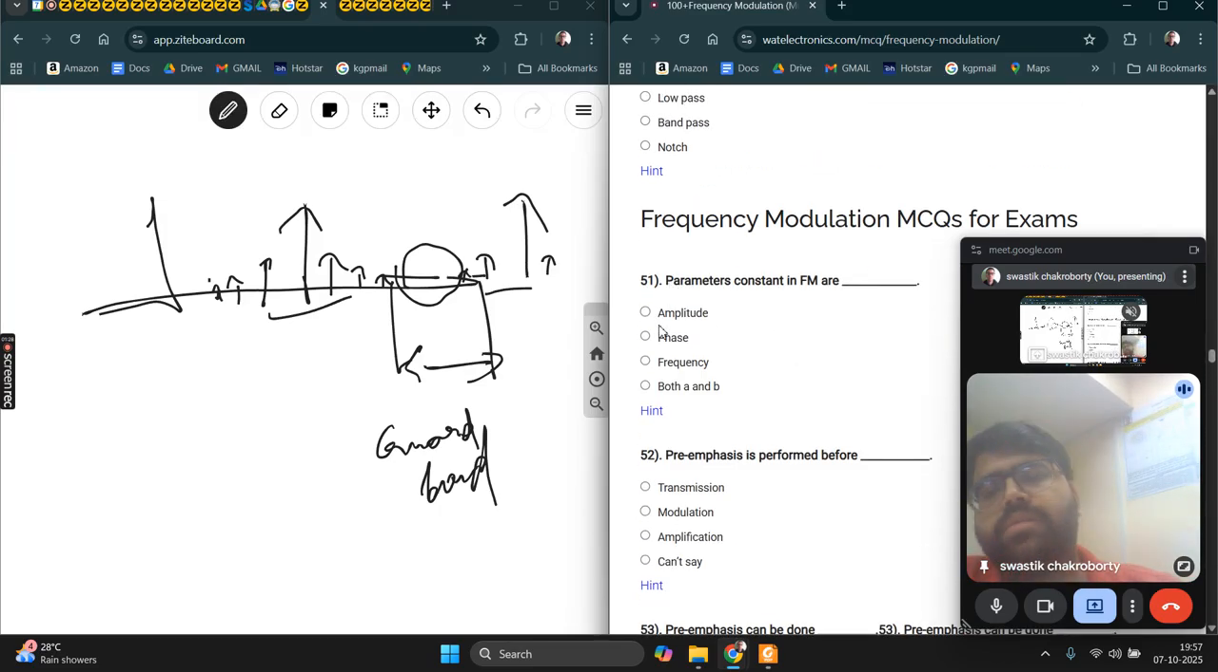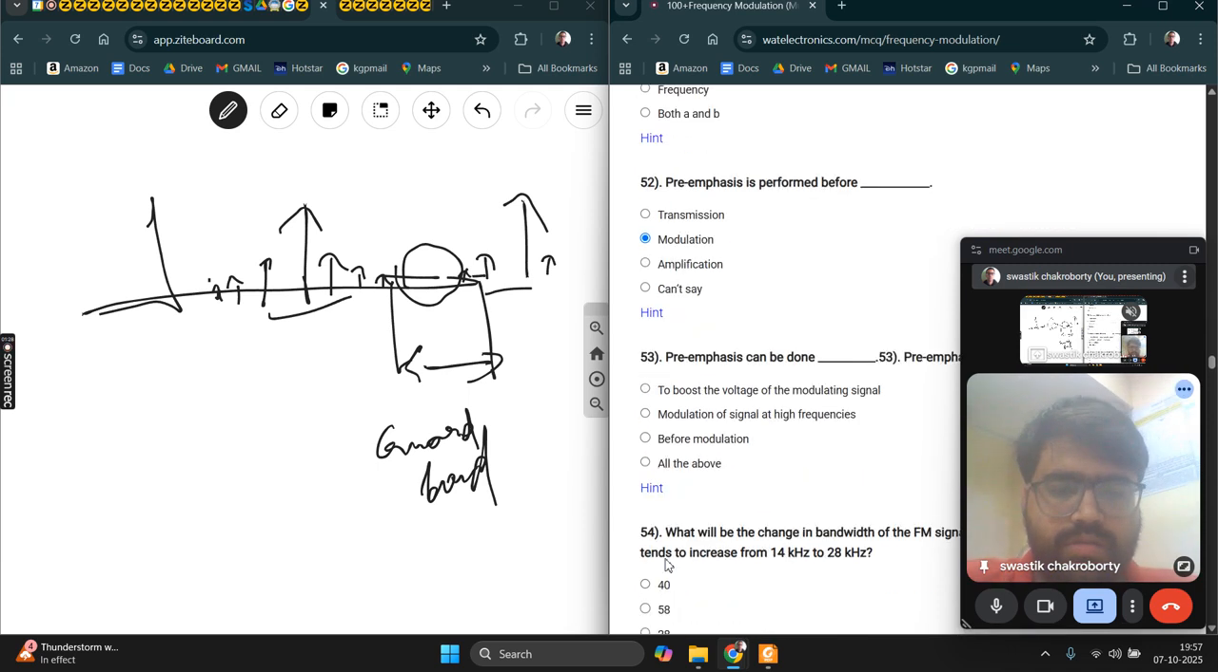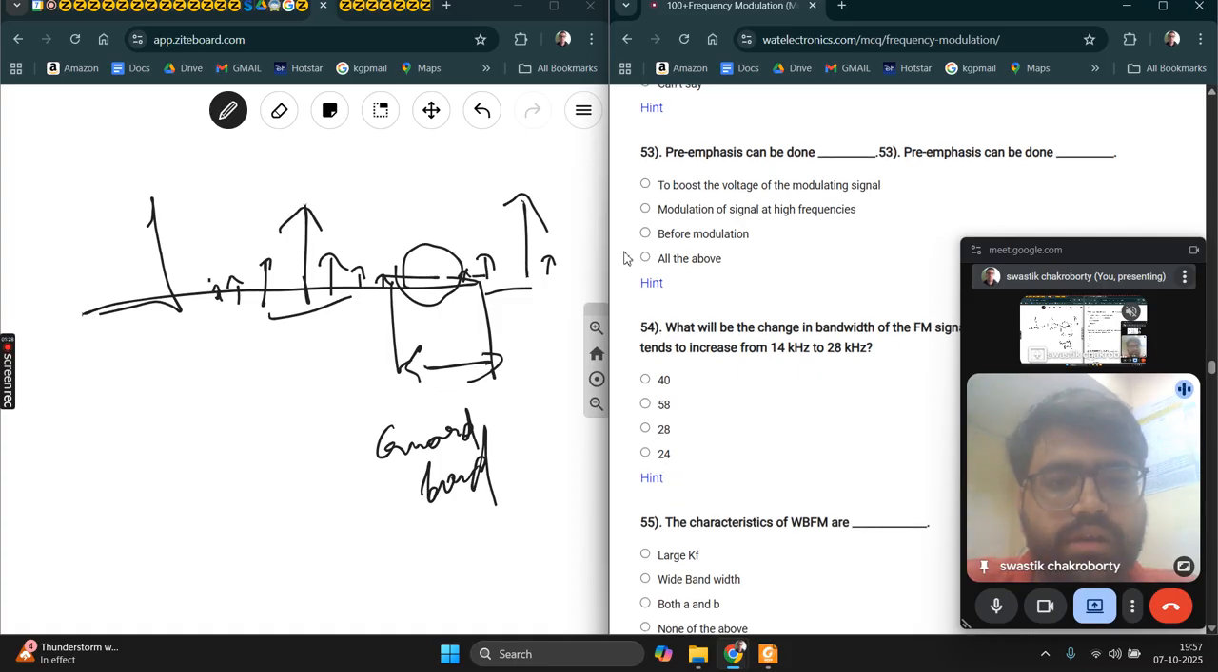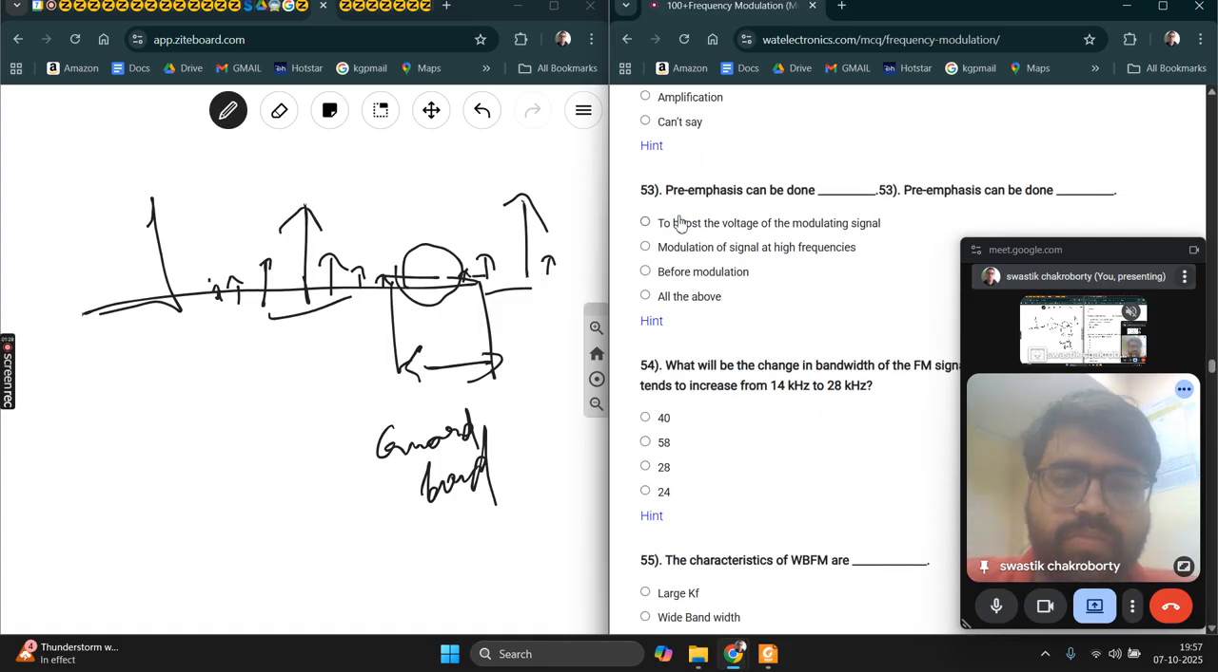What is the parameter constant in FM? It is amplitude. Amplitude is constant in FM. Phase and frequency vary. Pre-emphasis is performed before modulation, and pre-emphasis can be done to boost the voltage of the modulating signal at high frequency before modulation. So all of the above. So pre-emphasis is done to boost the voltage at high frequencies, and it is done before modulation.